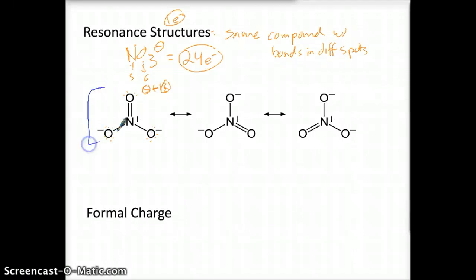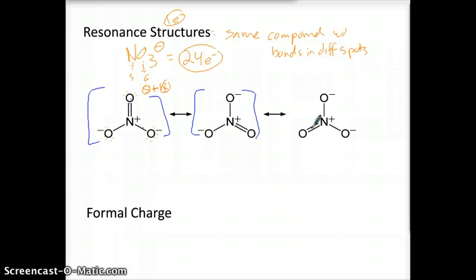So this structure right here could form. We could have a double bond to the oxygen up top. But that double bond could also be on the oxygen on the right, over here. Or it could be on the bond on the left, over here. These are all the same molecule, same Lewis structure, but the bonds are in different places. So these are called resonance structures, resonance forms.